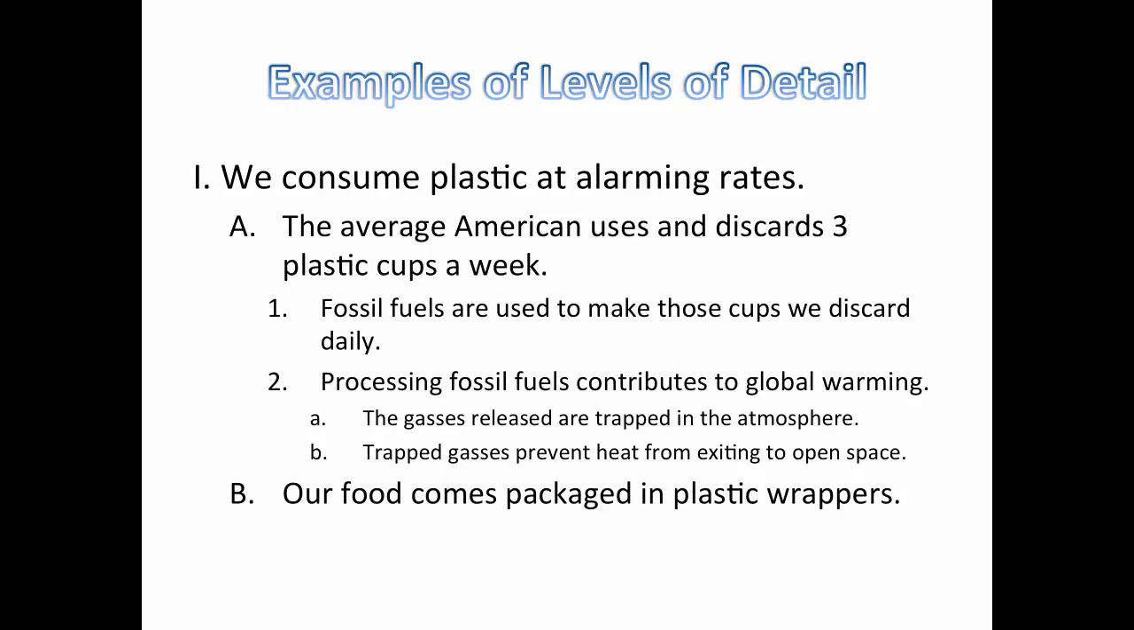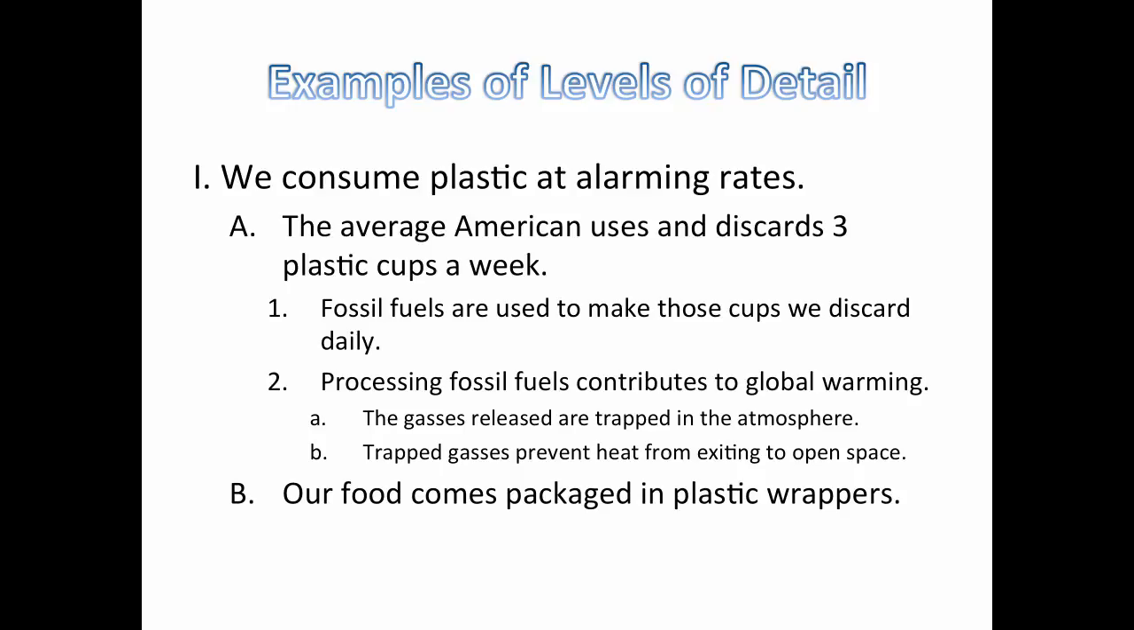Because of space restrictions on the screen, we only have A broken down into further detail. You can see A is broken down into numbers 1 and 2. 1, fossil fuels are used to make those cups we discard daily. And 2, processing fossil fuels contributes to global warming. Yet 2 is broken down into 2 further pieces of information. Lowercase a, the gases released are trapped in the atmosphere, and b, trapped gases prevent heat from exiting to open space.